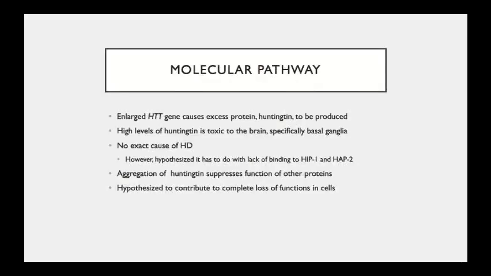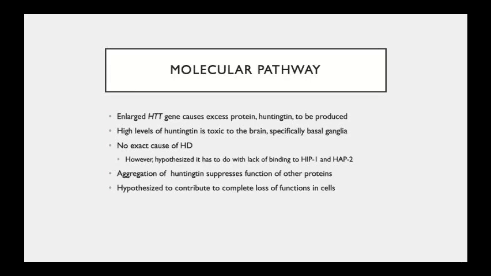So when you have this expansion of the glutamine codons, it results in an enlarged HTT gene that causes excess protein Huntingtin to be produced. High levels of Huntingtin are really toxic to the brain, specifically the basal ganglia, which is the area in charge of motor skills and movements.